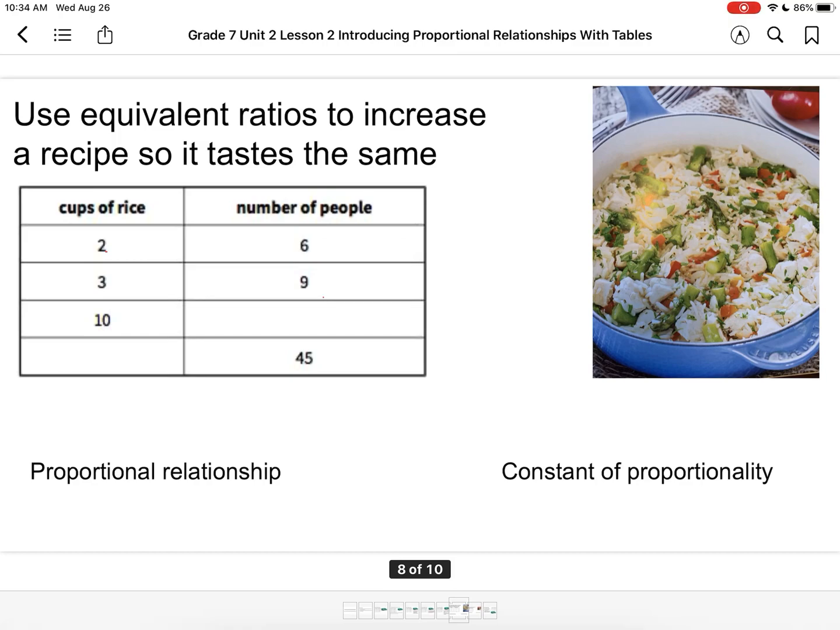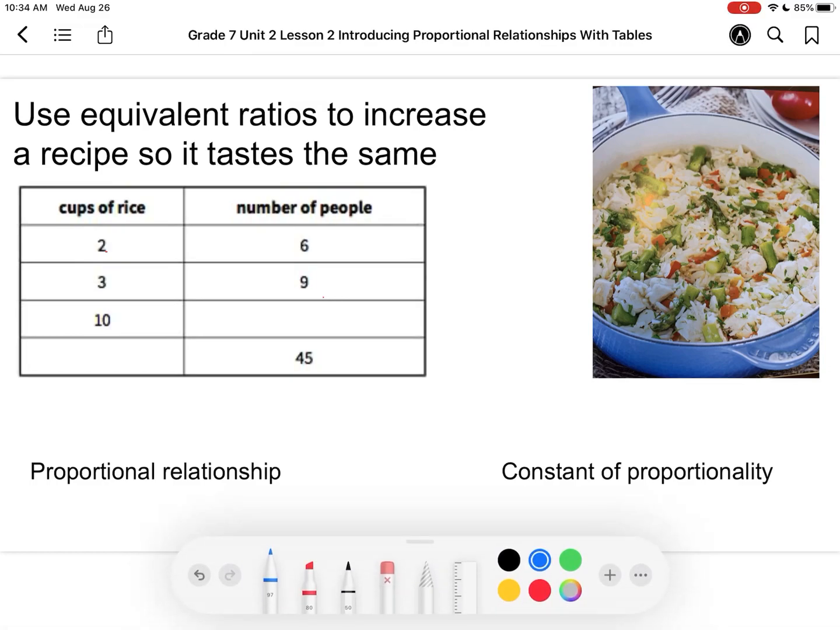I can use equivalent ratios to increase a recipe, as we saw in a previous lesson. Here, for the proportional relationship, let's look at the titles on the columns in the table. So it's number of cups of rice to the number of people who would be dining. So number of cups of rice to number of people.